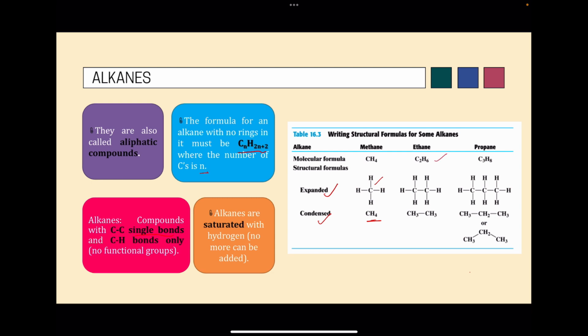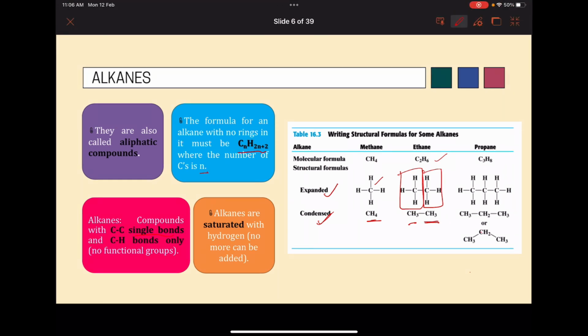C2H6. Okay, for ethane, you can write down or draw the molecular formula in expanded formula. You need to show all the bonds present in the ethane, or you can write down the molecular formula in the condensed structure, which is CH3CH3. So this is the part of CH3 and another part of CH3, and so on.